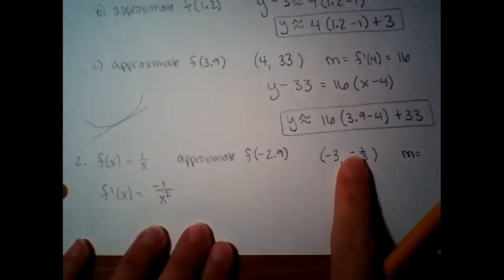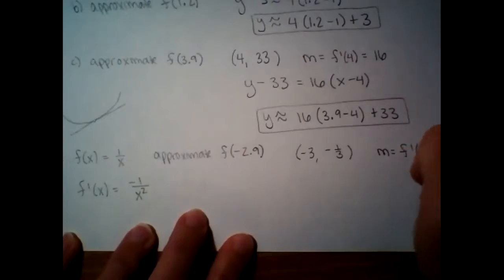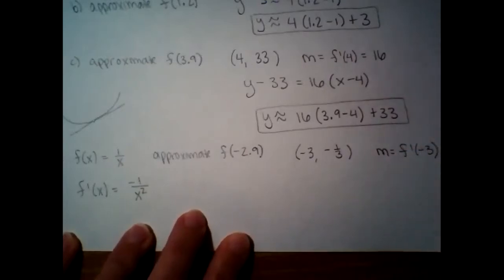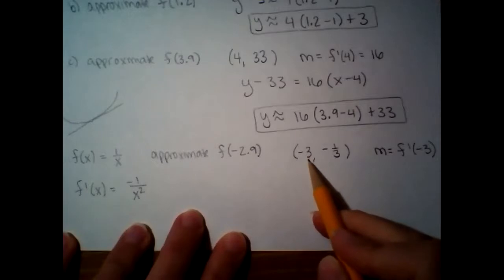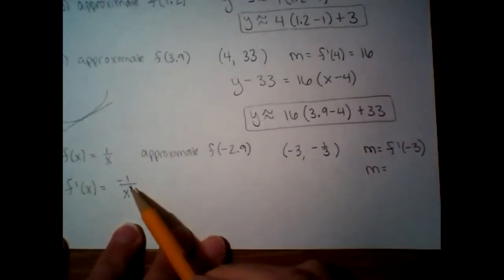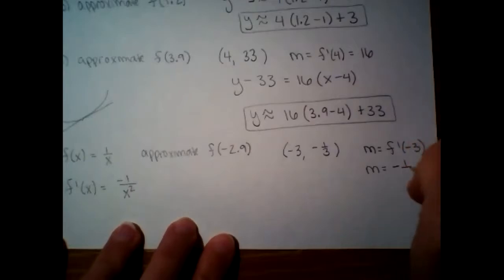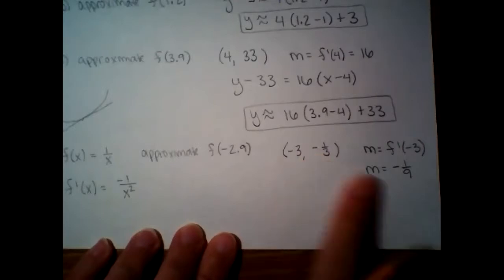All right, so this is our point. Slope comes from the derivative, so we would want to do f prime of -3. Again, -3 is our point of tangency. That's where we want to write the equation. And if we plug -3 into this derivative, which again, I didn't make you work to find, I just handed it to you, okay? -3² would be 9, so that would be -1/9.